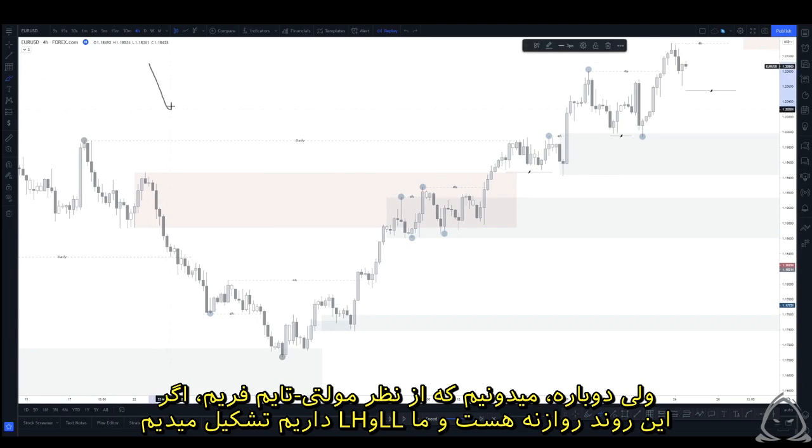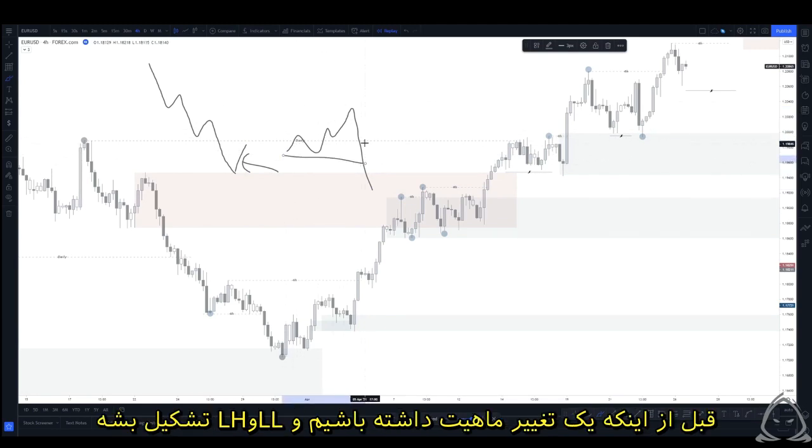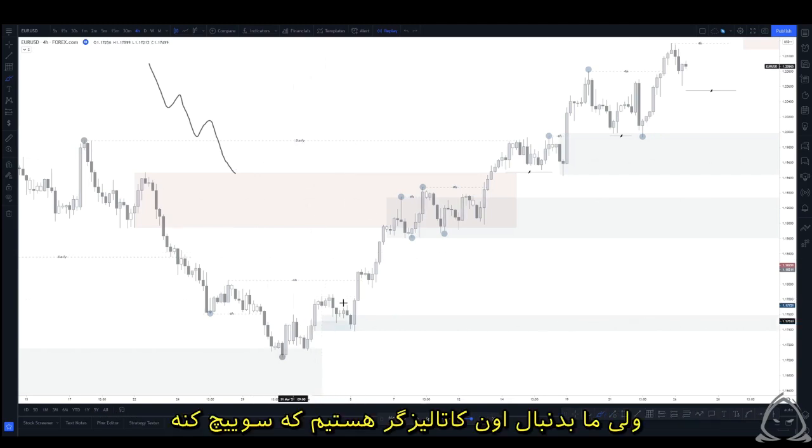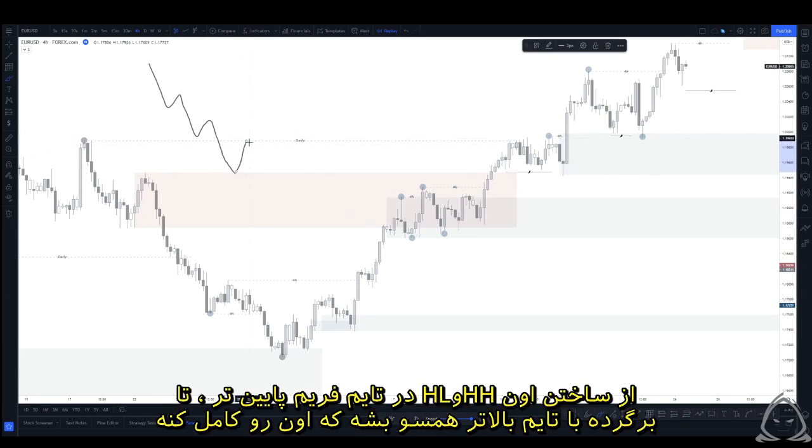But again, we know that on a multi-time frame perspective, if this is the daily trend, we're putting in lower lows and lower highs. This on a 4 hour can be something like this, a bull trend crudely drawn, where we're creating higher highs and higher lows before we get a change of character that then forms lower lows and lower highs. But we're looking for that catalyst to switch from creating those higher highs and higher lows on a lower time frame to go back in line with the higher time frame to complete that.